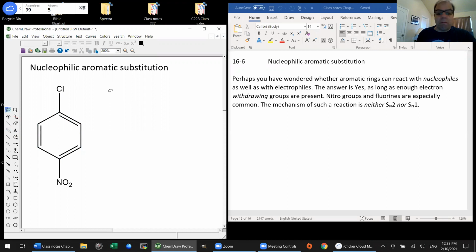Would that work as well? I would think so. I'll be honest, I don't have extensive personal experience with reactions of this type, but I would certainly expect that any kind of alkyl or aryl sulfonate would also work just fine. And so now, instead of reacting this aromatic compound with an electrophile, we're going to react it with a nucleophile.